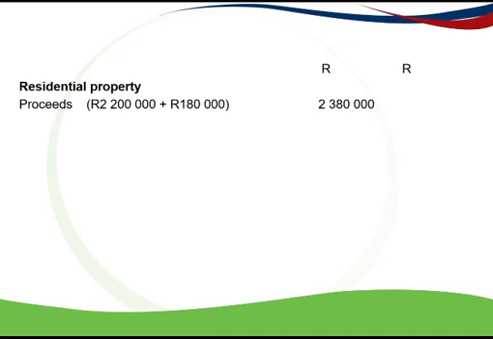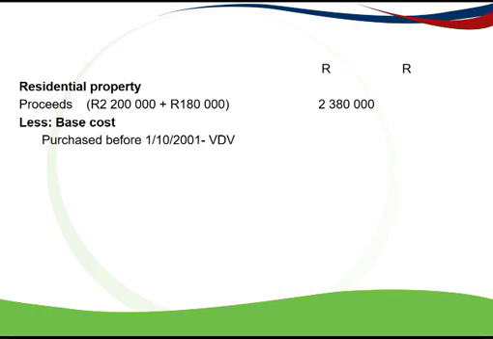So it's the 2.2 million that she sold the house for, plus we need to add back the 180,000 agent's commission. We'll deal with it later, but it needs to be included in the full amount that she sold the house for. So that's 2,380,000 Rand proceeds. Then we have to work out the base cost of the property.